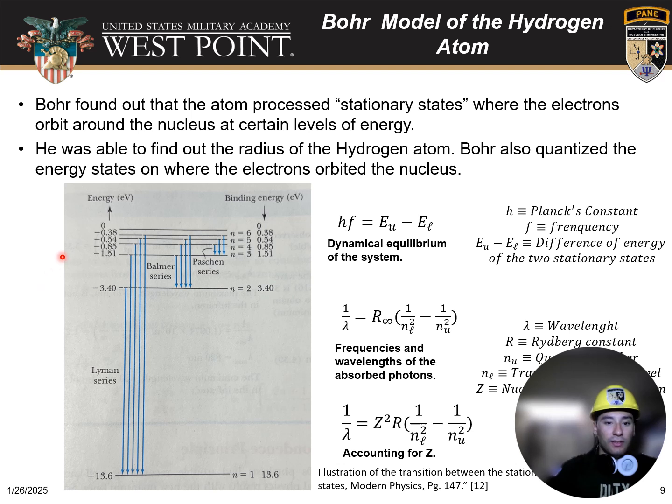we can see the different series developed by the scientists who worked along with Bohr to understand what these states were. We also have the equation of the dynamical equilibrium of the system here, as well as the frequencies and the wavelengths of the absorbed photons. And this specific equation accounts for Z, which is the atomic number.